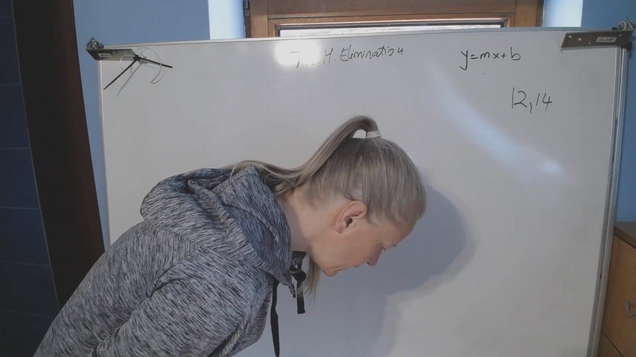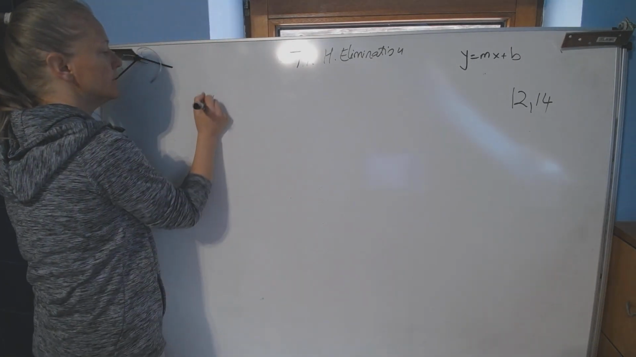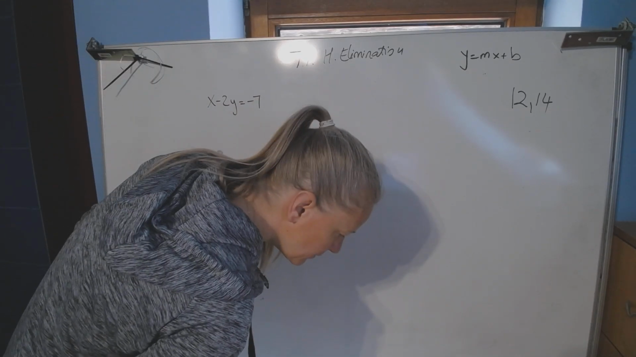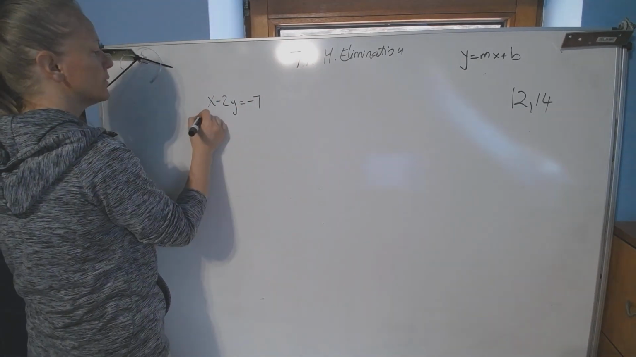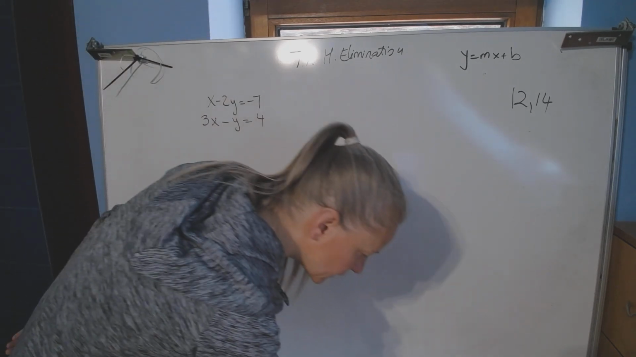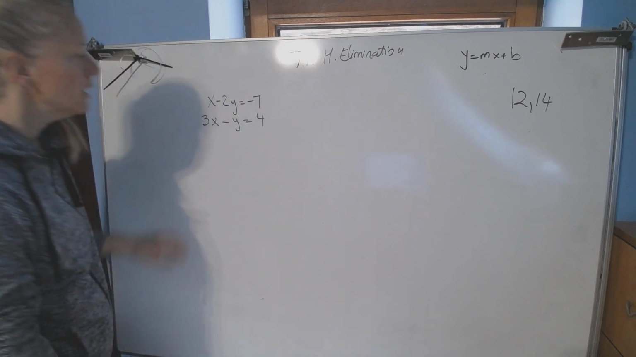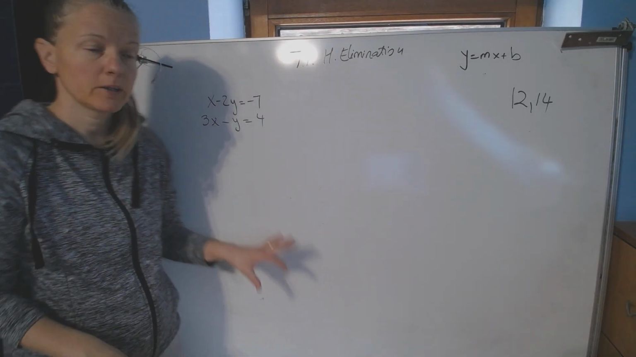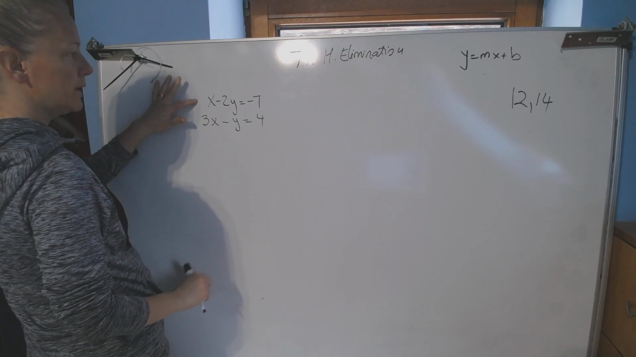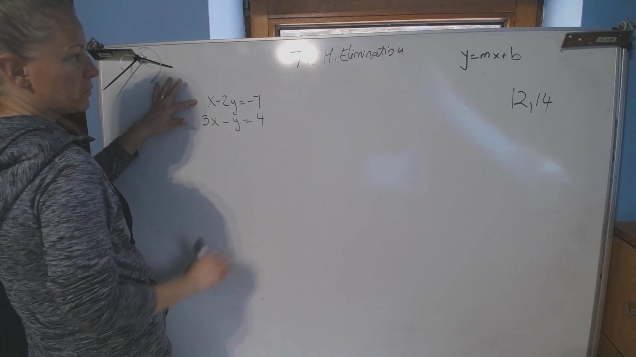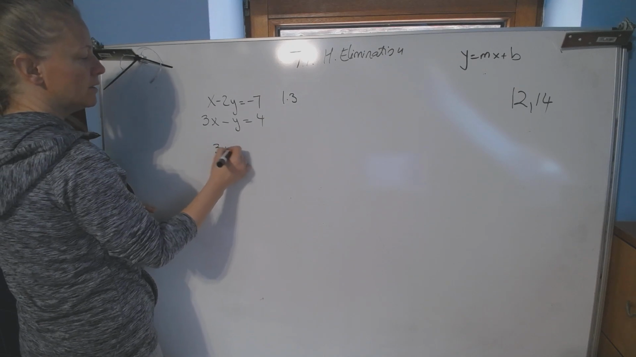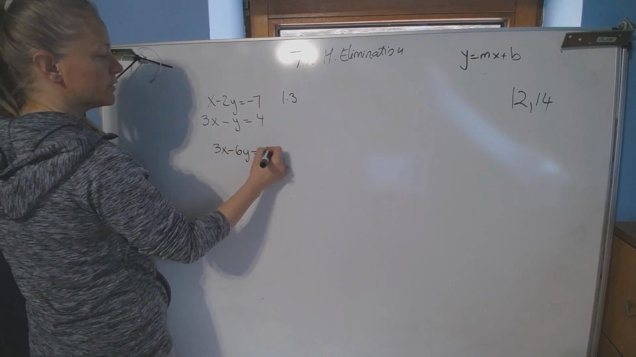So here we go. x minus 2y equals -7. The second example is 3x minus y equals 4. Let me make sure that I wrote this correctly. Yes, this is the easy type of the harder ones, okay? This is where I only need to times one. I'm going to times the top one by 3, which means I end up with 3x minus 6y equals -21.